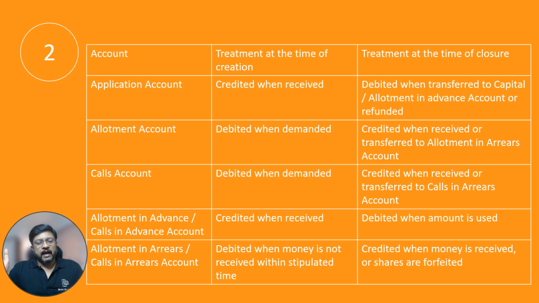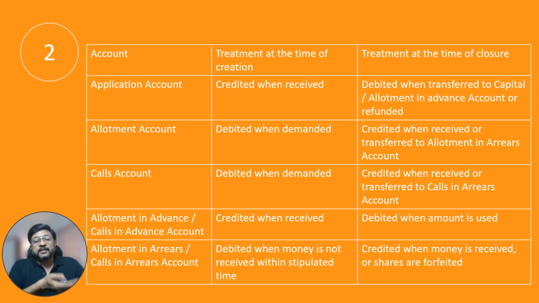I am repeating again, application always credited first and then debited. Credit is at the time of receipt, debit is either when you are transferring it to capital or when you are transferring it to allotment in advance or you are transferring it to bank, that is refunding on account of rejection.